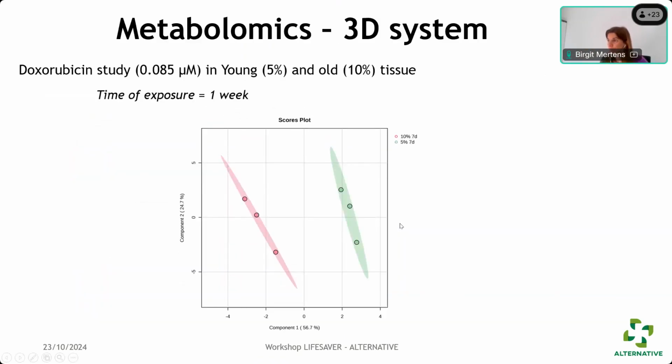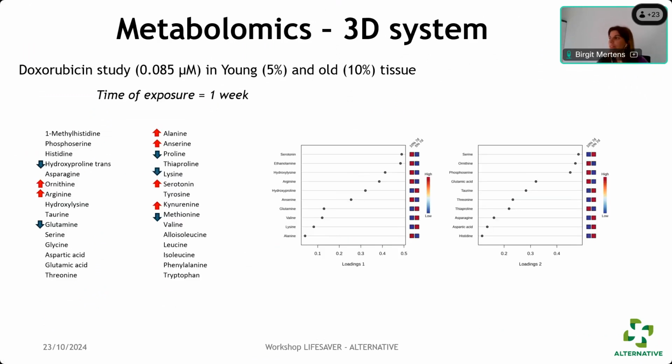So then this work was also repeated in the 3D system. There we compared how the 3D system was responding to one specific dose of doxorubicin. In that sense, we wanted to compare the young tissue versus the old tissue. The exposure was also for 1 week, so we looked at what was going on after 1 week. And you can see here on this plot, summarizing the outcome of the metabolomics, because the results for the transcriptomics and the proteomics are still being processed, that there is a clear distinction between the markers in the young and the old tissue.